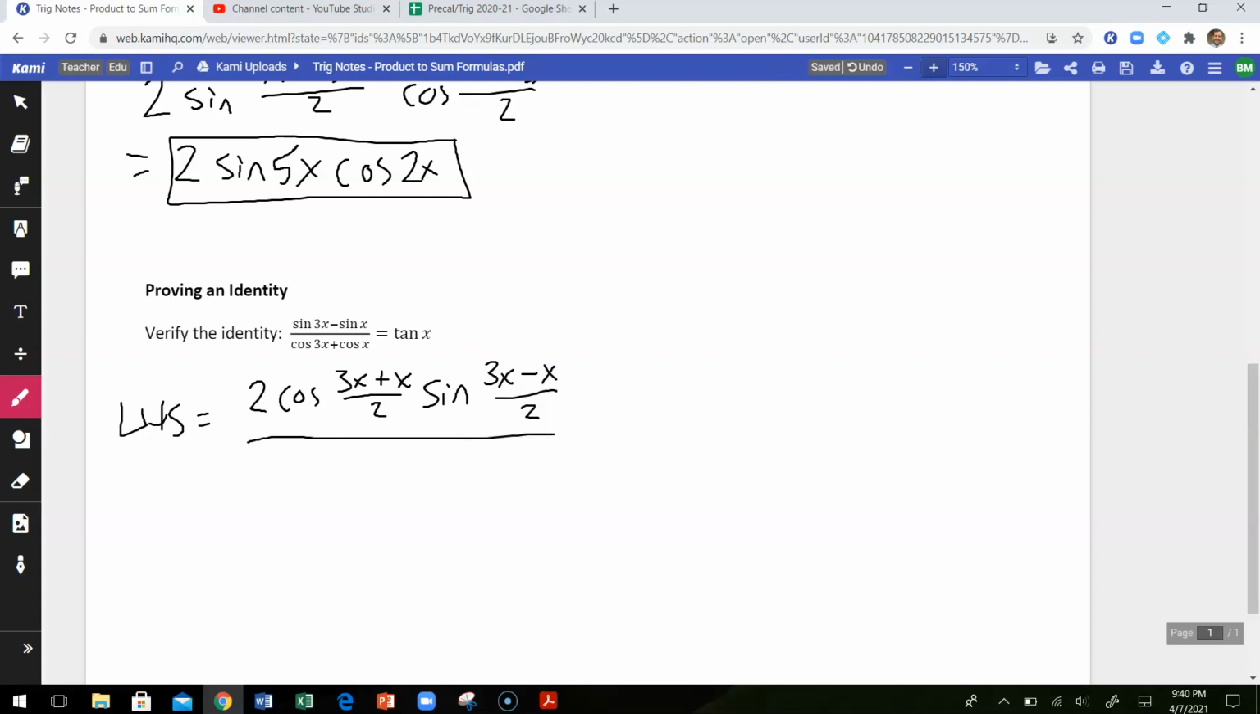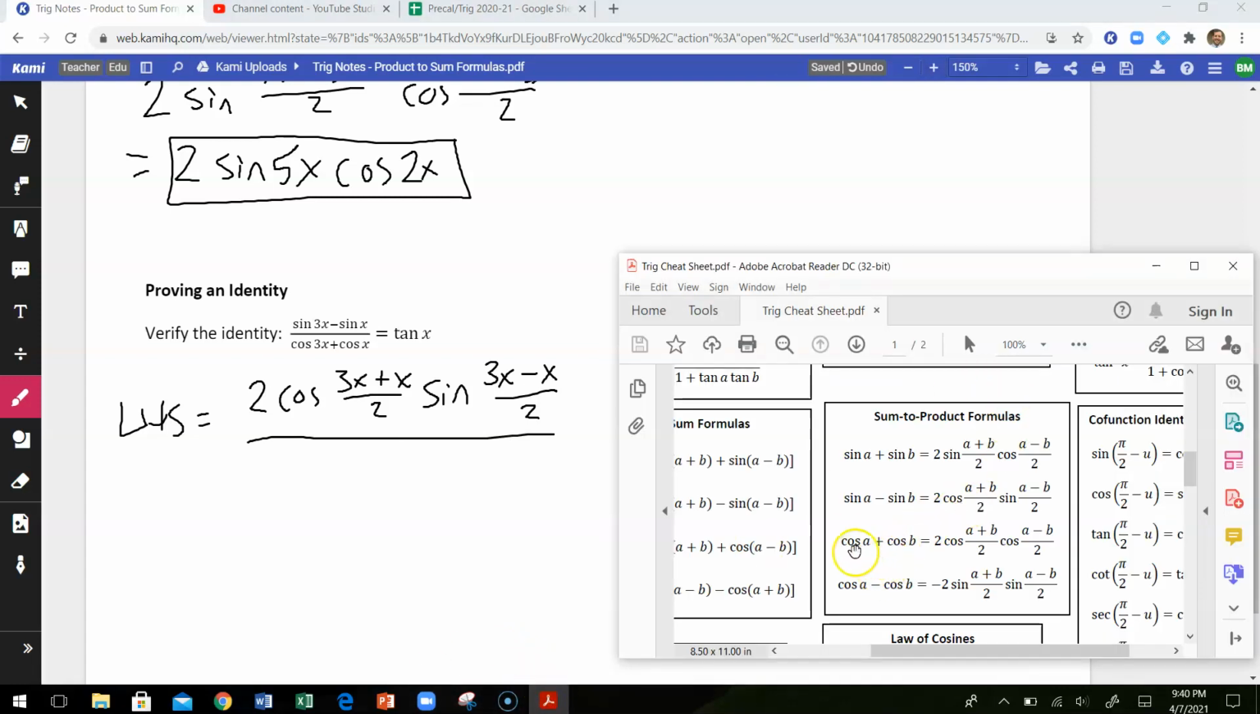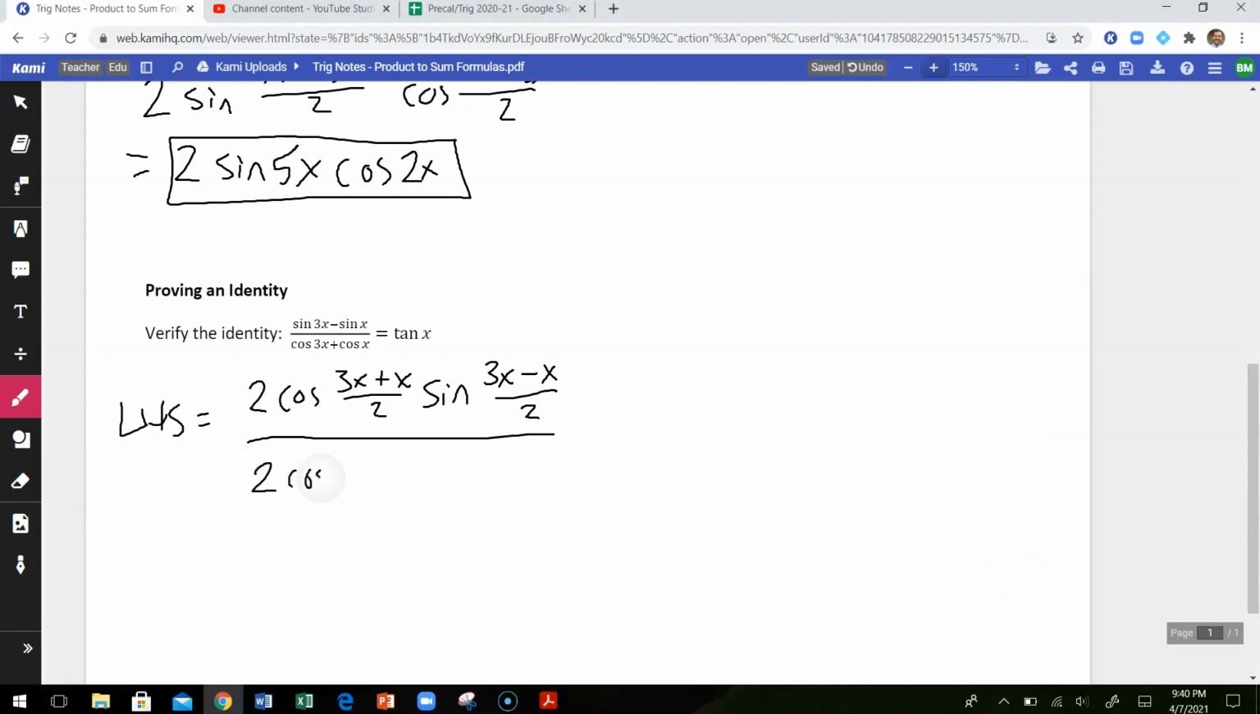That's just the top. The bottom we have cosine plus cosine. So cosine plus cosine, that's this bottom. 2 cosine a plus b over 2. Cosine a minus b over 2. So 2 cosine of 3x plus x over 2, cosine of 3x minus x over 2.